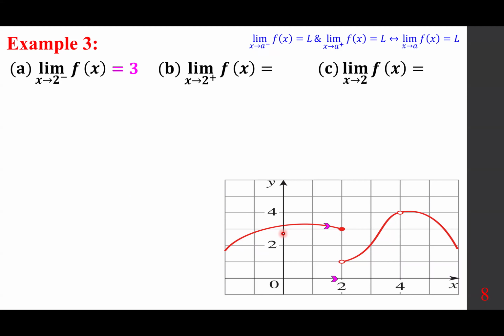Now, the limit of f of x as x approaches 2 from the right. 2 from the right is this way. We are moving towards this hole, which has a y coordinate 1. And again, they're different. One-sided limits are not the same. The limit of f of x as x approaches 2 does not exist.